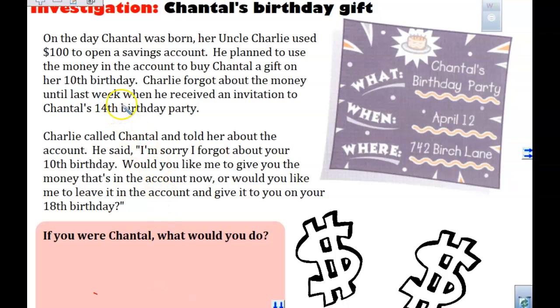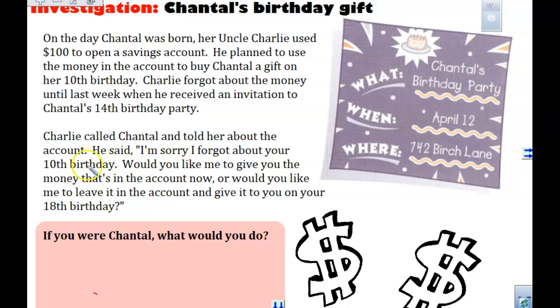As you look in your notes, looking at problem 1, as we are taking a look at investing. So it says, one day, on the day Chantel was born, her Uncle Charlie used $100 to open a savings account. He planned to use the money in the account to buy Chantel a gift for her 10th birthday. Charlie forgot about the money until the last week he received an invitation to her 14th birthday.